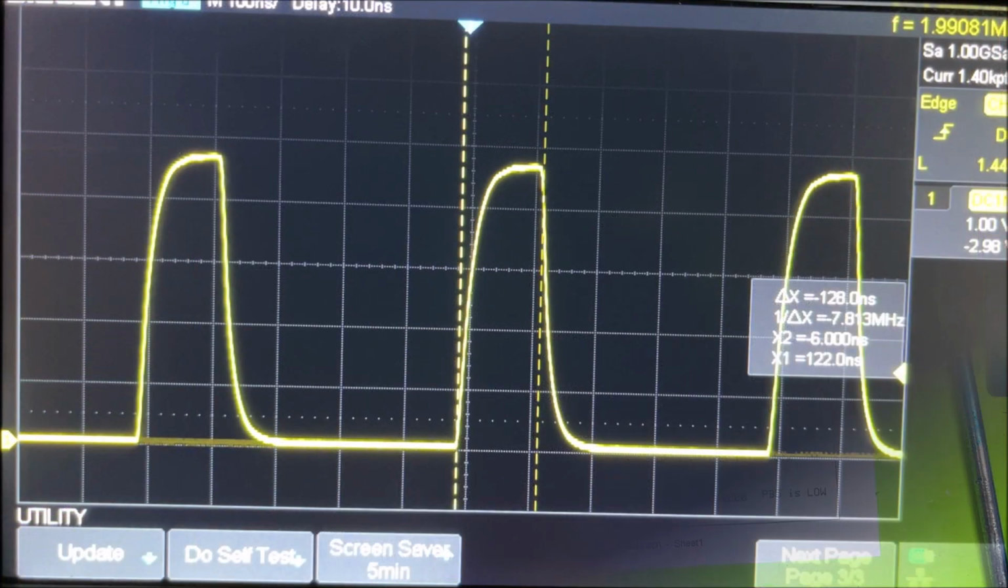All right, here we are at the oscilloscope, and this pulse here is the time it takes to turn the LED on and off, and it looks like it's 128 nanoseconds. Now, the Arduino is running at 16 megahertz, so one clock cycle is going to be 62.5 nanoseconds. So it's about two clock cycles that it takes to turn the thing on and off.